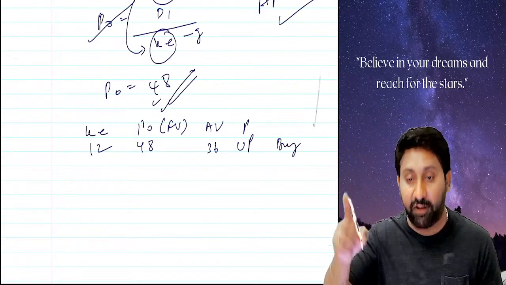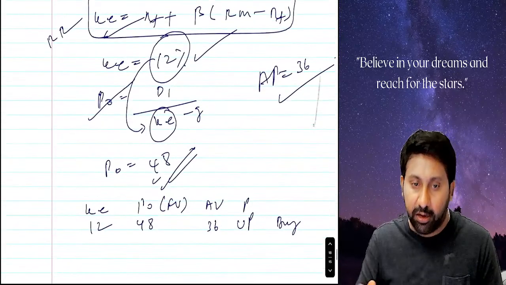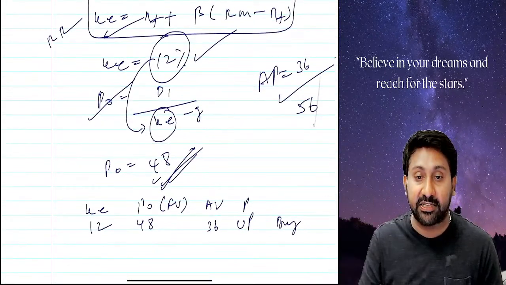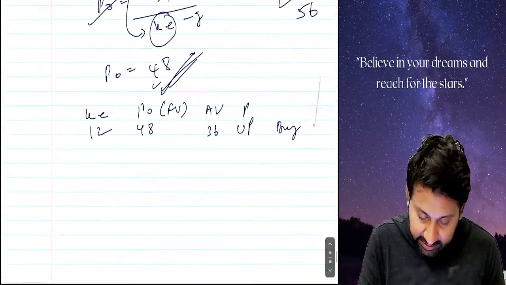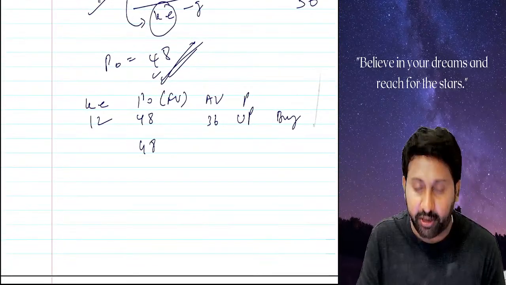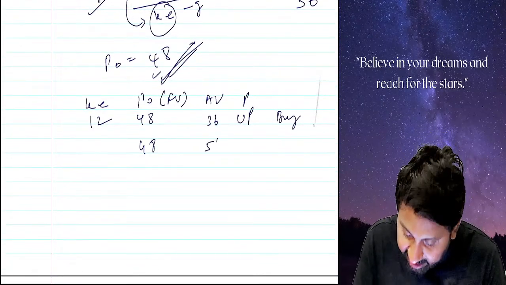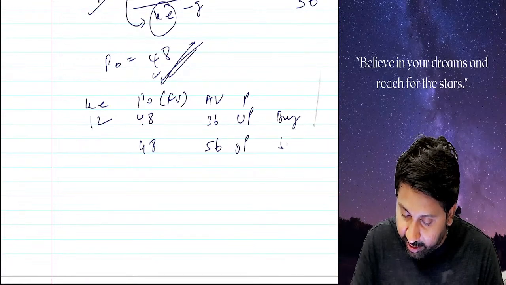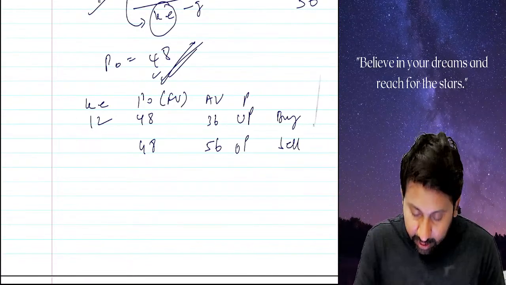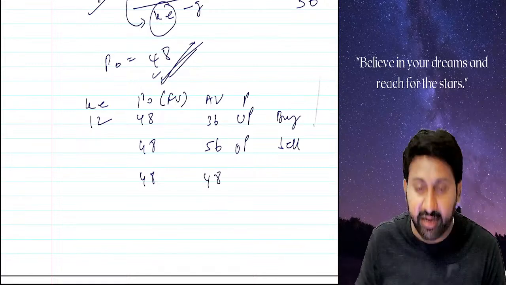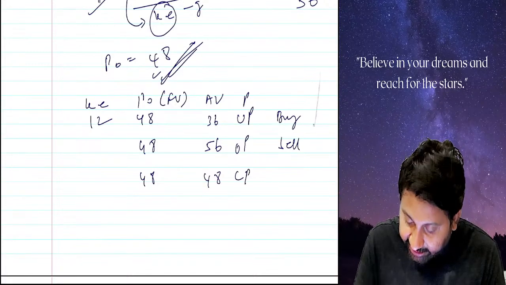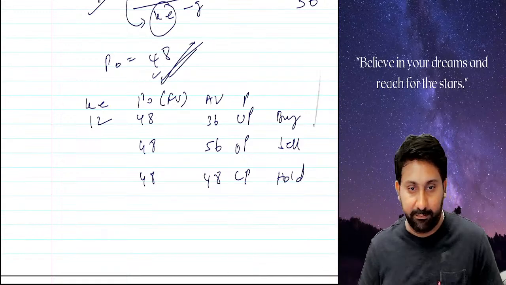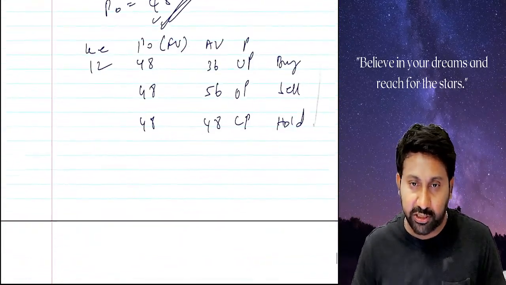Second example. KE you got 12. Price you got 48. In the market, it is not 36, it is 56. Means it should be at 48, but it is trading at 56. The share is overpriced in the market. You have to sell. If 48 and 48, you got correctly priced. Don't buy, don't sell. If you have, hold them. This is how we need to do the questions.